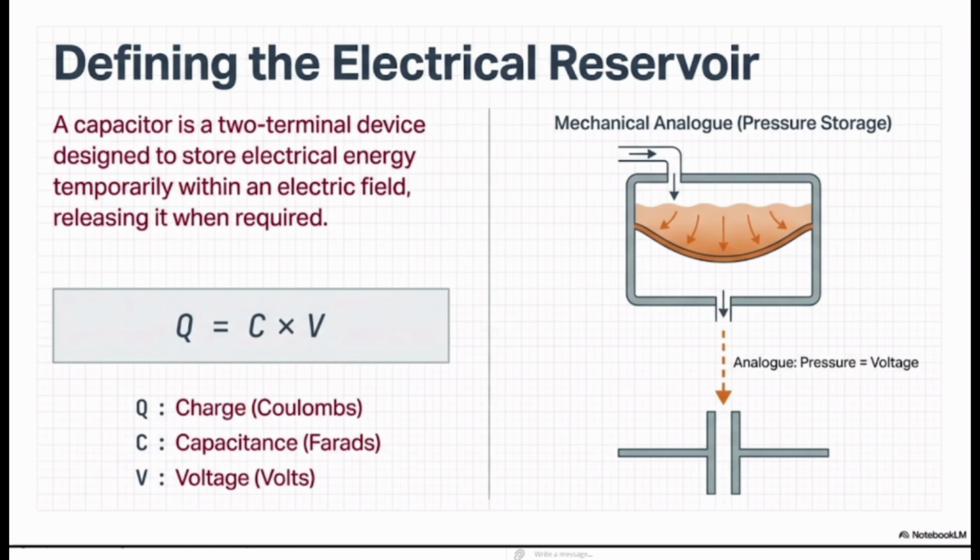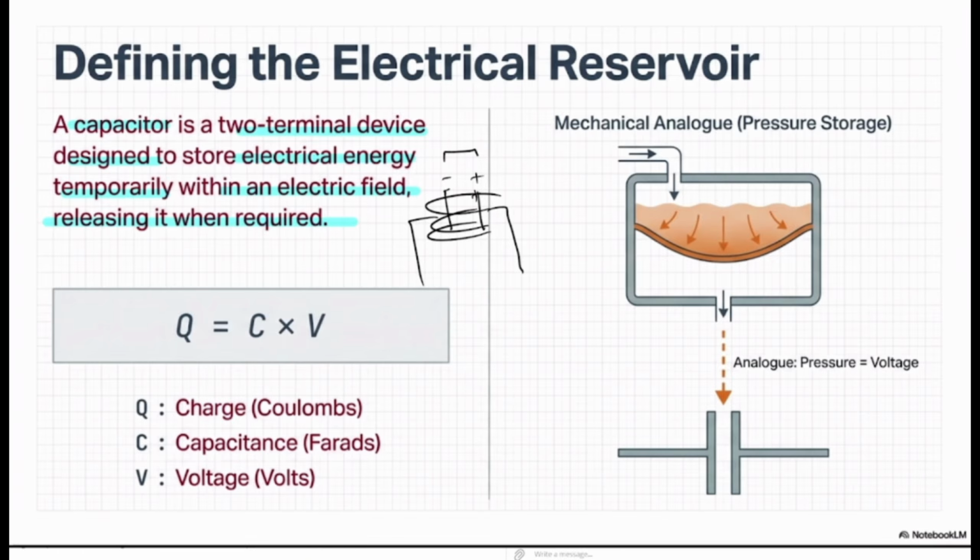So first things first, what is the electrical reservoir? A capacitor is a two-terminal device that is designed to store electrical energy temporarily within an electrical field, releasing it when required. Imagine that right now you have two plates in parallel. When you connect these two to a battery or any other kind of source, you are going to have the positive and the negative side. That's why a capacitor, unlike a resistor, has polarity. This positive and negative cause an electrical field.